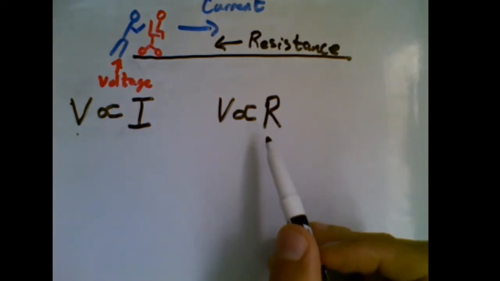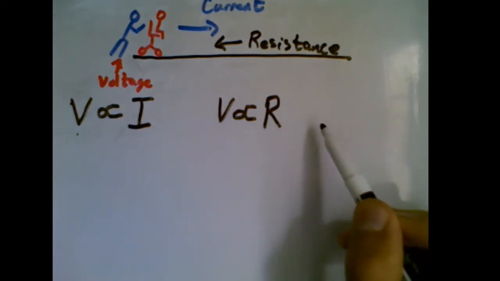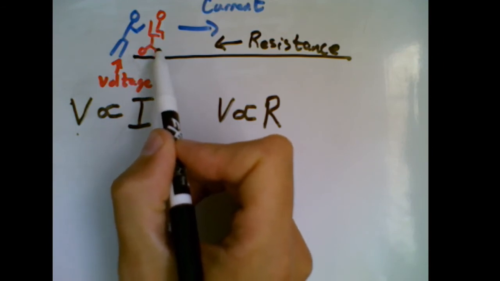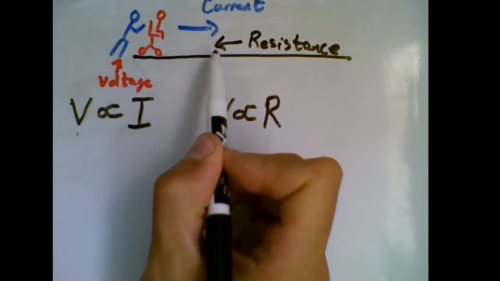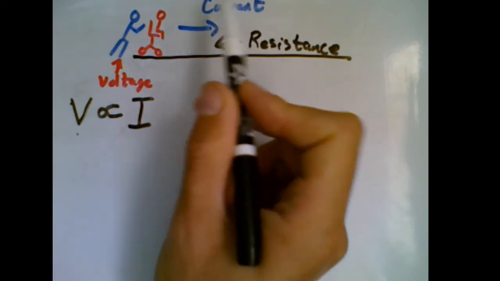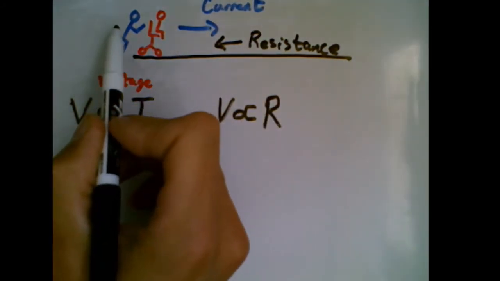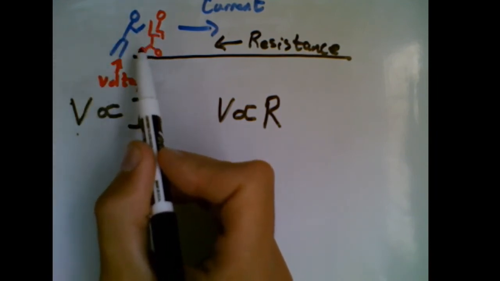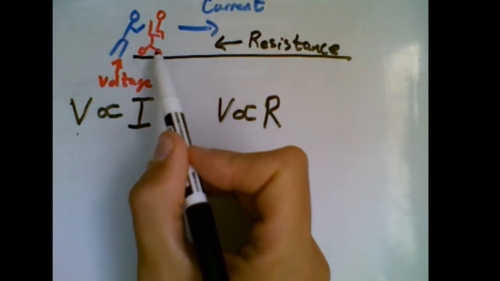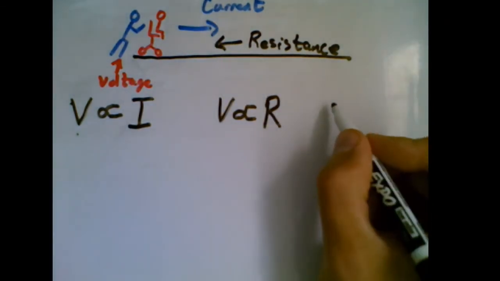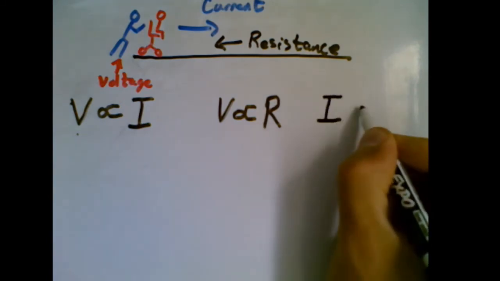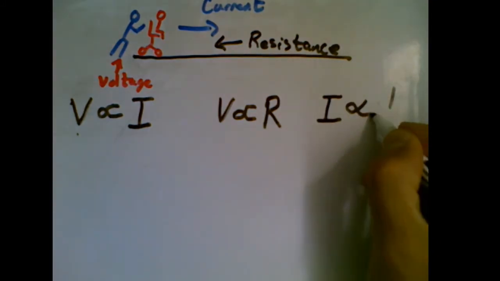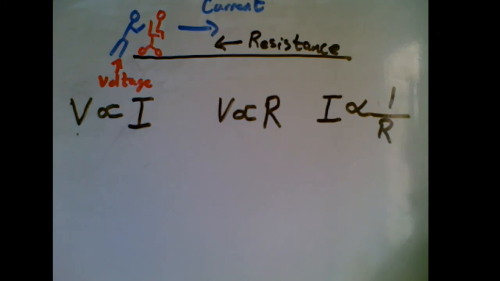The other relationship that we have going on here is between the current and the resistance. And if you actually think about the relationship here, the harder it is to actually move, the lower that current is actually going to be. So if you were to push the same amount, provide a constant voltage, then a higher resistance is going to mean a lower current. And what this tells us is that current is inversely proportional to the resistance.